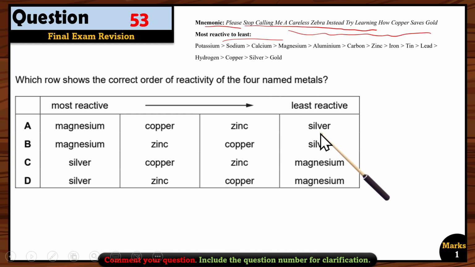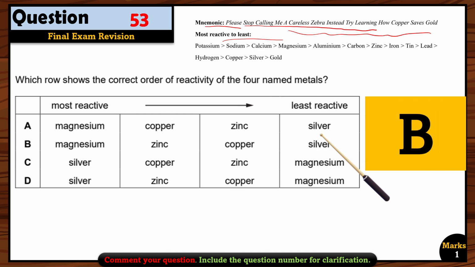So you have to memorize this reactivity series. It will be helpful for you to answer the question. So which option is right? Option B is the right option here.